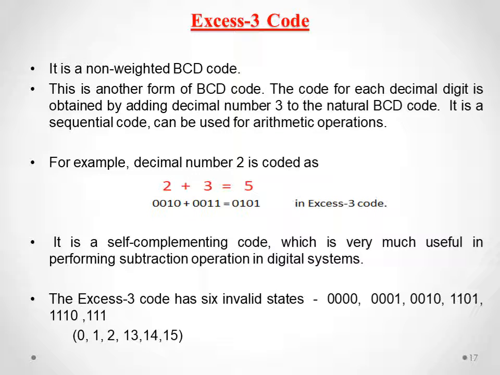Then the XS3 code has 6 invalid states. The 6 invalid states are 0, 1, 2, 13, 14 and 15. This code is very useful for performing subtraction.